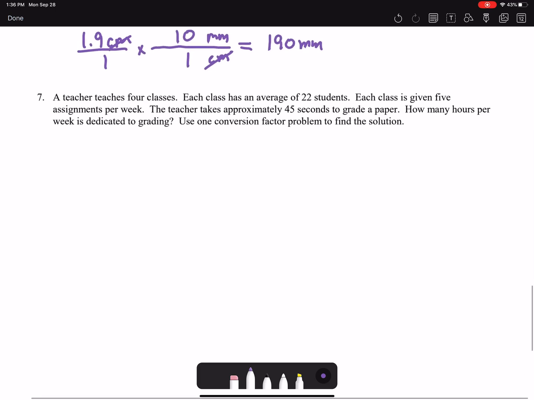A teacher teaches 4 classes. Each class has an average of 22 students. Each class is given 5 assignments per week. The teacher takes approximately 45 seconds to grade a paper. How many hours per week is dedicated to grading? Use one conversion factor problem to find the solution.